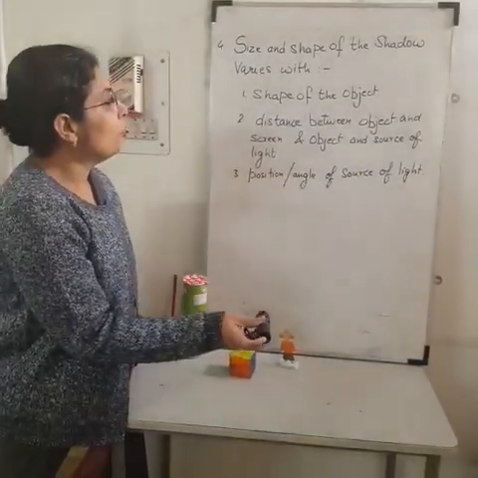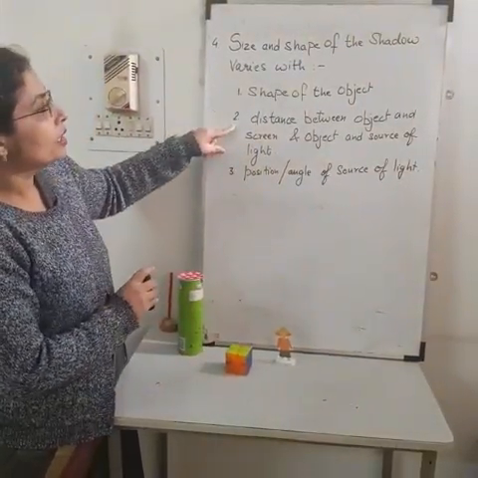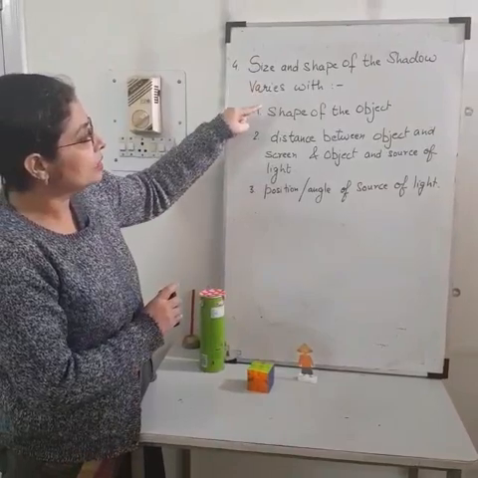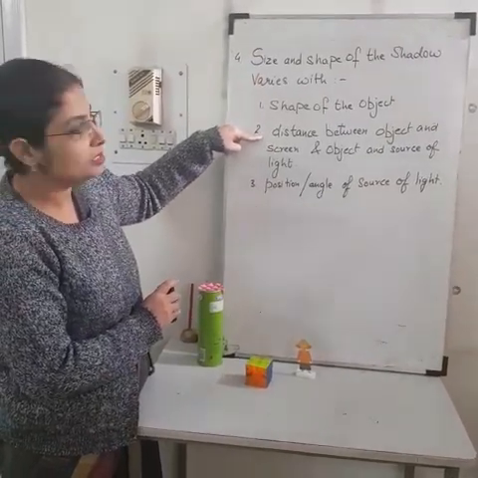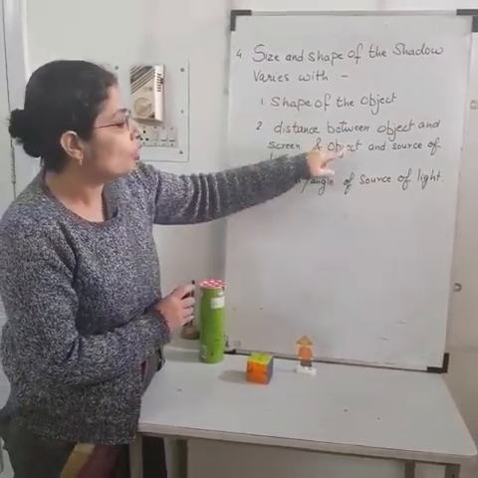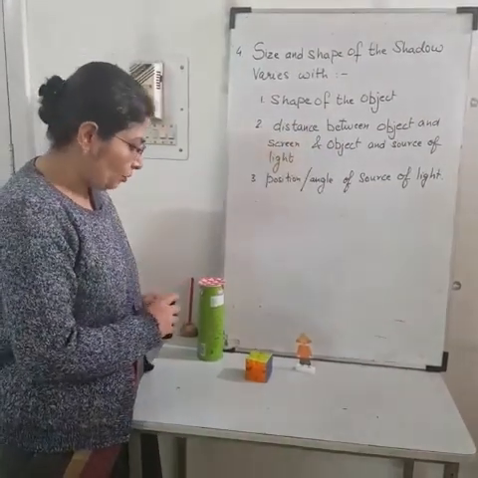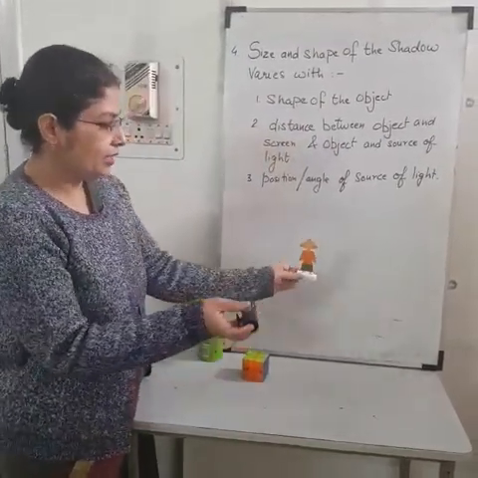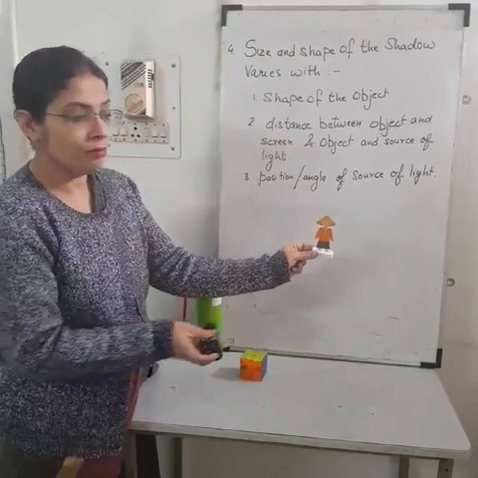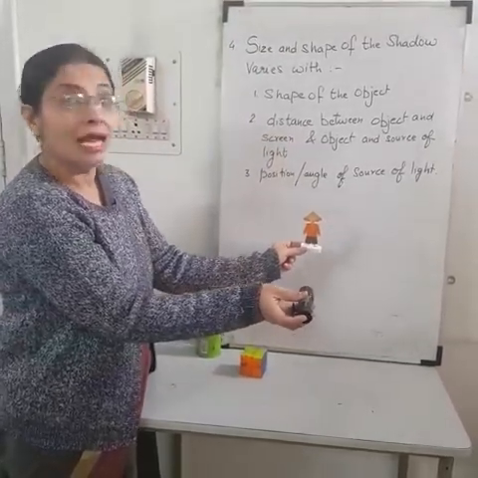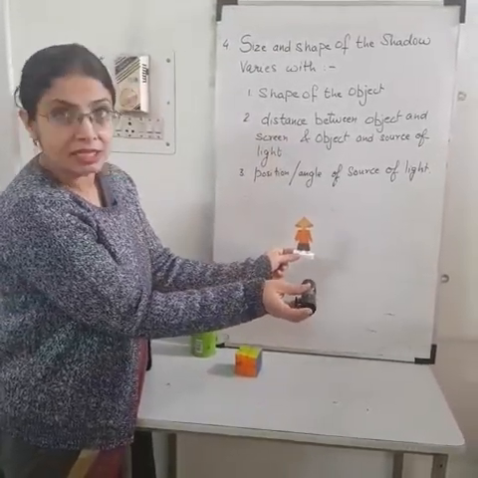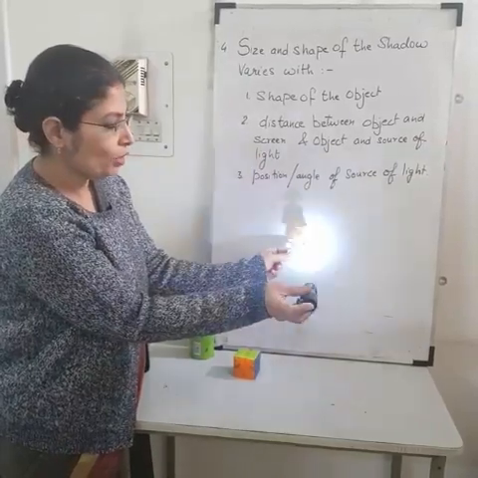Now, coming to the second point, the size of the shadow depends upon the distance between the object and the screen. So I am having here our screen, this is my object, and this is the source of light. Now look very carefully and observe what happens.